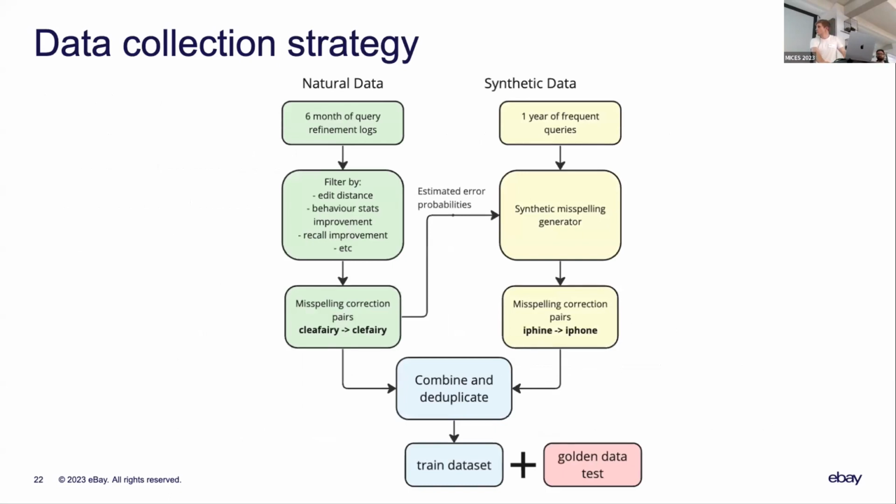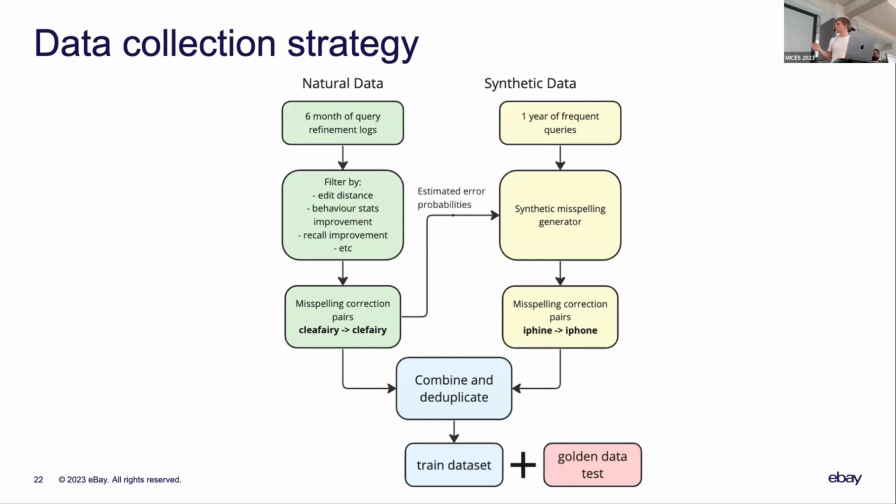The main source of our data, I hope you can see it, on the left side is natural data, the cases where users corrected queries by themselves. In order to collect such cases, we took all the sequences of queries from one user, collected all the pairs, and then filtered them with different heuristics like edit distance in order to get real corrections, not just different queries. There should be an improvement for the second query, an improvement in recall and in some important click metrics, and so on. That's how we obtained these pairs of misspelled query and corrected query.